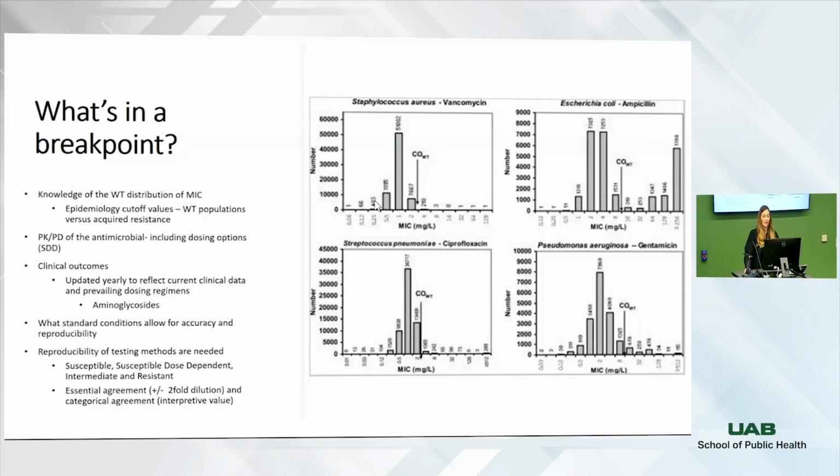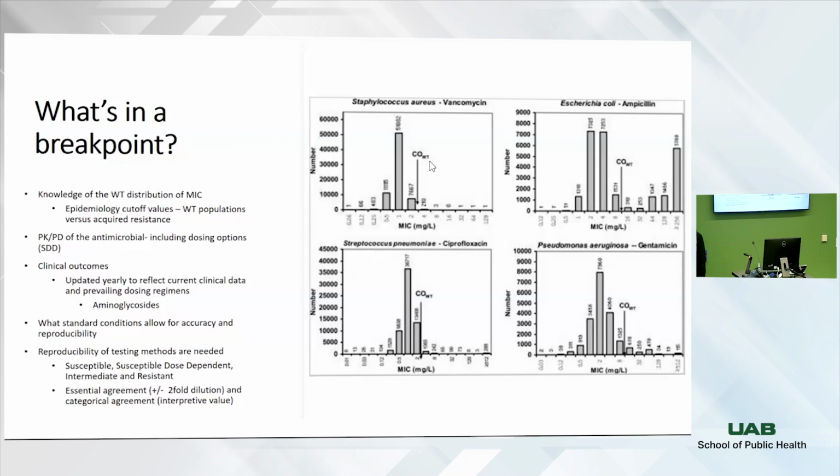So our wild type population, anywhere where it says COWT, that means that's kind of the edge of our wild type population. Anything to the right of that would be considered acquired resistance, because our wild type population doesn't have that. So interestingly enough, Pseudomonas aeruginosa and gentamicin is up here. And for this bug drug combo, we see that our wild type population is right here. Sorry, I'm gonna move the big screen. However, effective dosing that we can get in the clinical setting is down here.